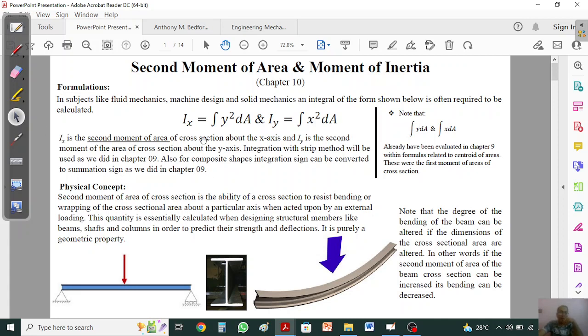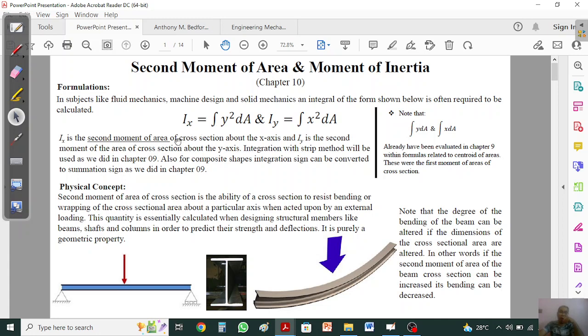Second moment of area is a term which is very widely used, not only in statics when dealing with mechanical structures. It's also used in fluid mechanics, and when we are designing beams we will be using this second moment of area a lot. It's a function of the two axes, the x-axis and y-axis.